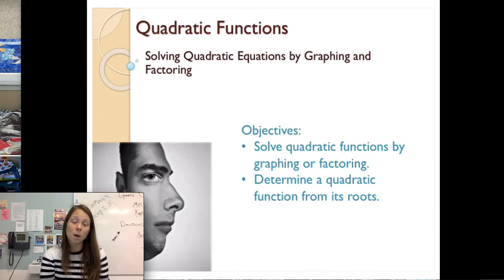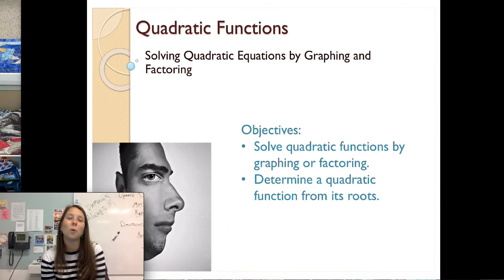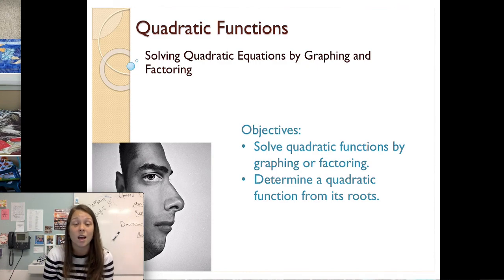So that wraps up our 2.3b lesson with factoring quadratic functions and then determining a quadratic function from its zeros.